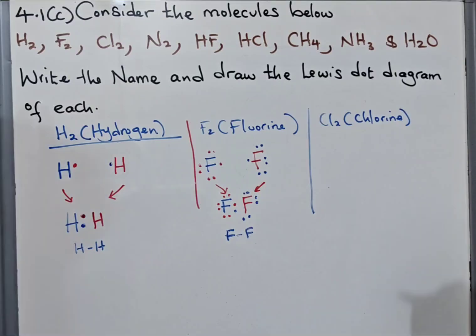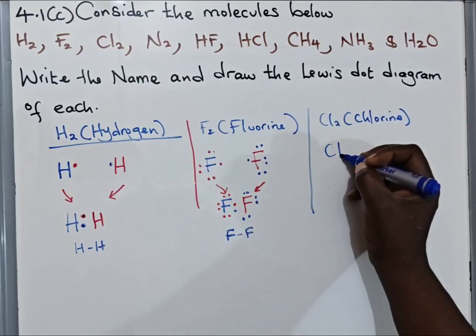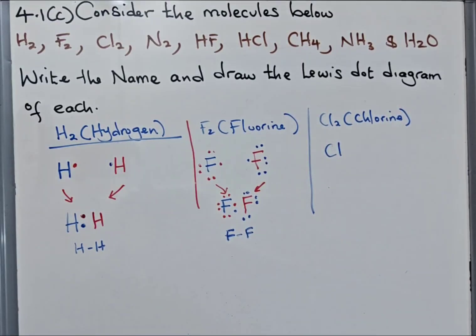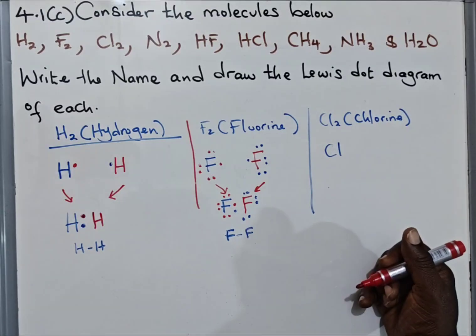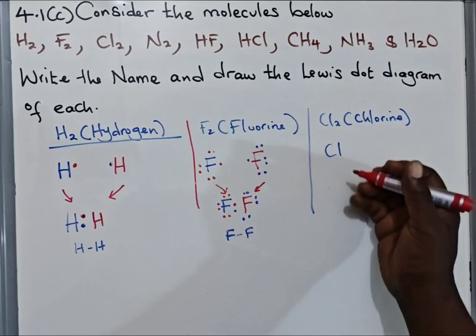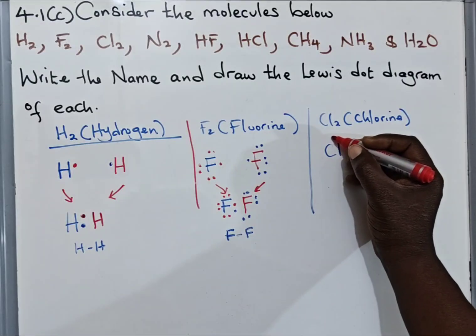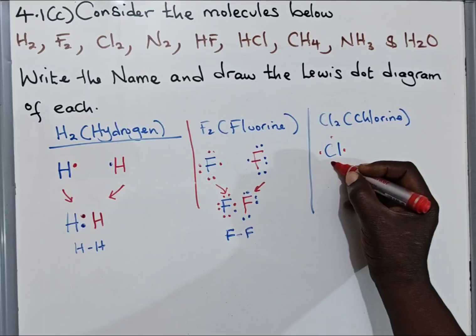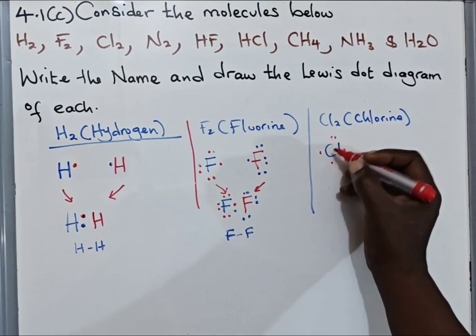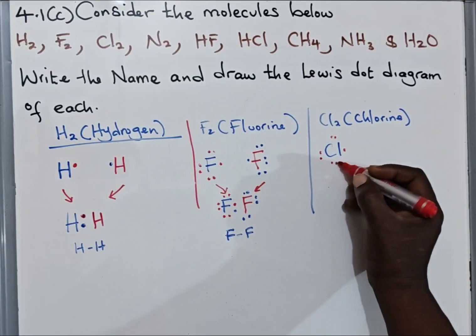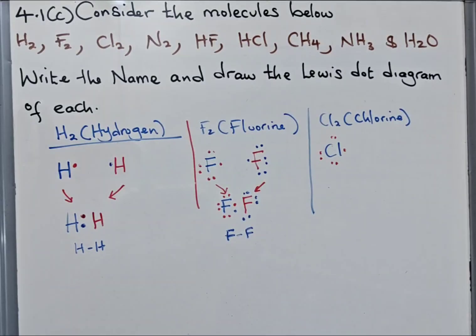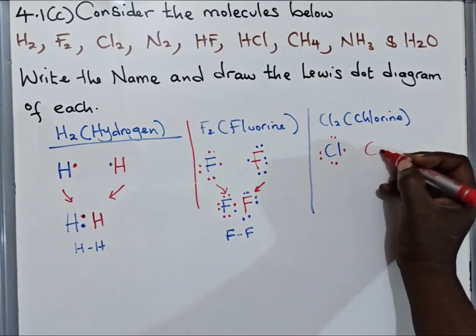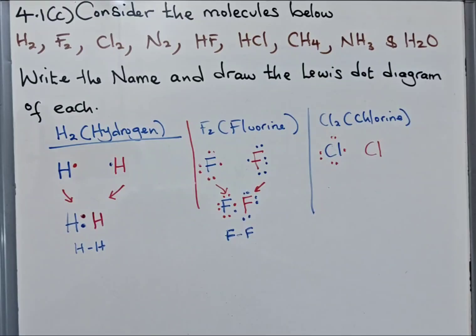So what do we do? We represent the chlorine atom. And after having the symbol, you trace the group. It belongs to group 17. Group 17 has 7 valence electrons, which we distribute as 1, 2, 3, 4. From there, we'll start pairing 5, 6, 7. Then next, we represent another chlorine atom.